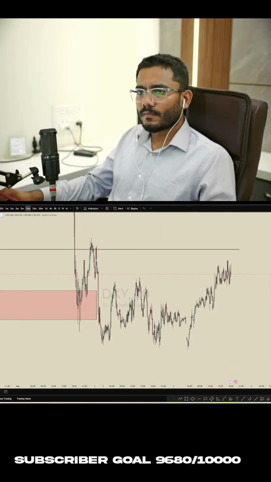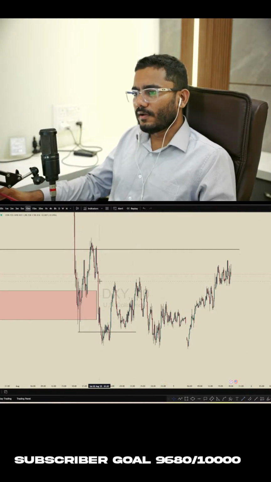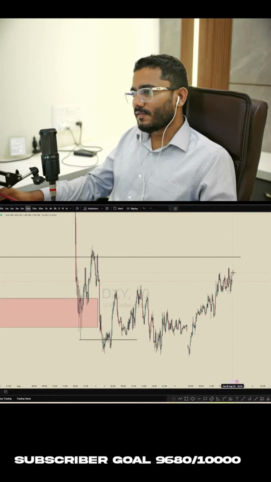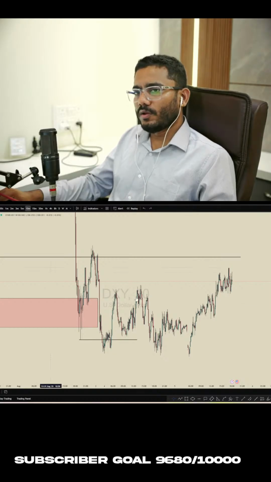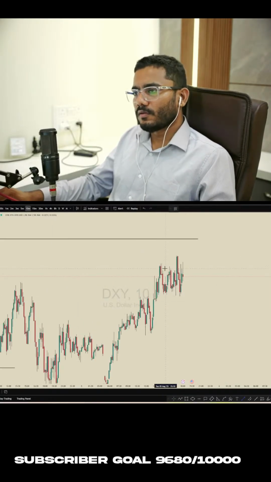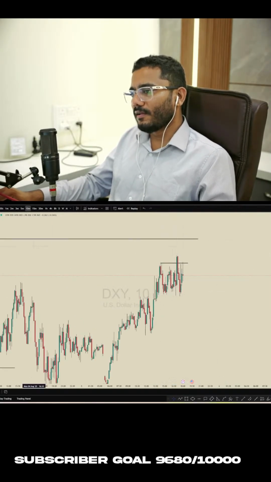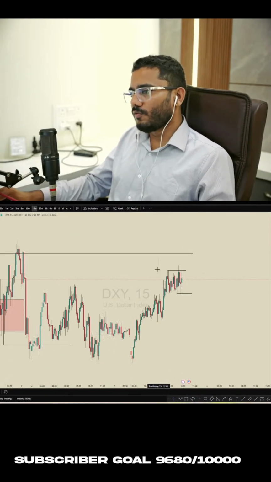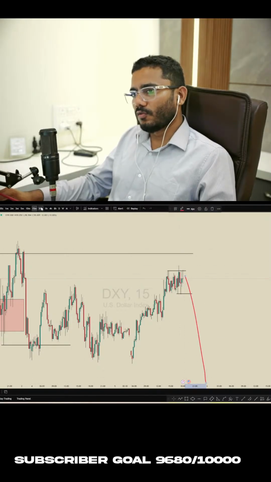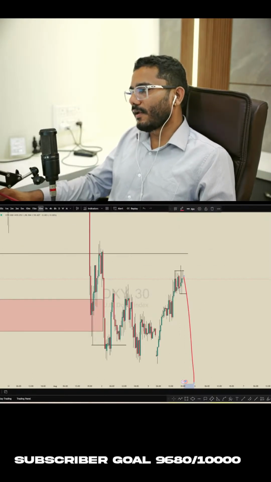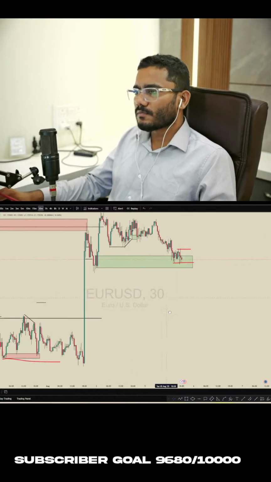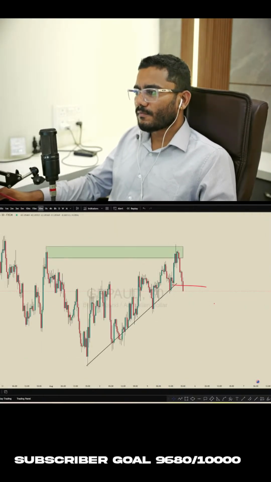On DXY, price broke the structure and created this trendline liquidity. Here price is still consolidating, but if you notice, there's this wick which took out liquidity and this bodied candle. If this low breaks, then we can expect a good move to the downside. So probably we look for buy side trades on GU, EU, AU. GBPUSD finally broke the structure.